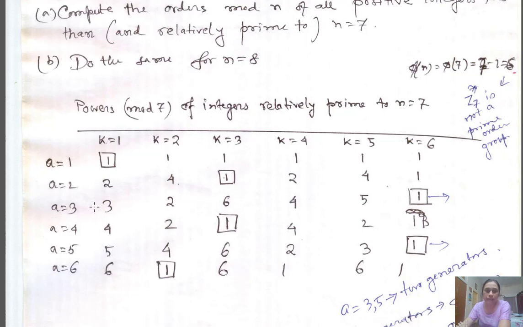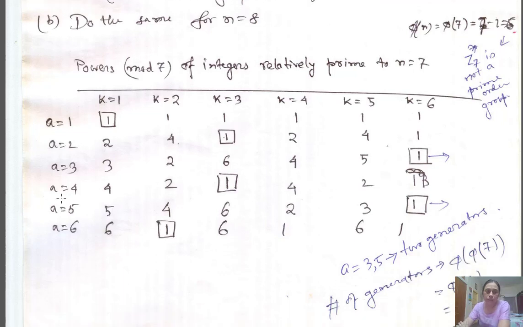For 3, I can see that it is a primitive element in Z7 star, because its order is equal to phi n, that means 6. Similarly, for 4 you can calculate the order. Order of 4 is 3, the first time you get 1 here. Order of 5 is also phi n. So 5 is also a generator of Z7 star. 3 is a generator, and 5 is also a generator or primitive root modulo 7. And for a equal to 6, the order is 2.